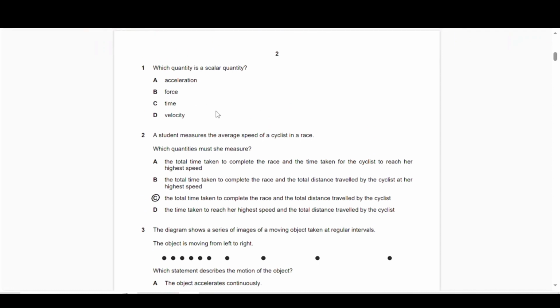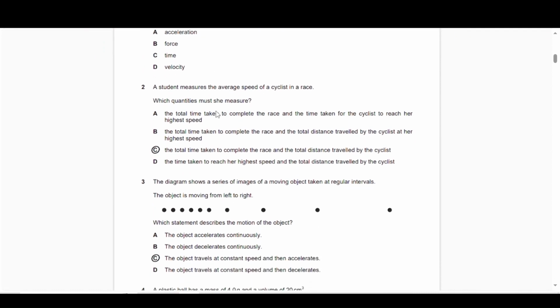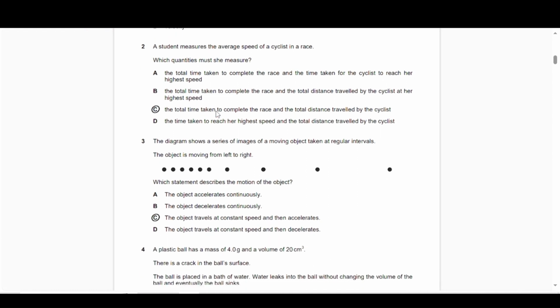We know that time is a scalar, so technically time has a direction, but at least for GCSE physics, you know that time essentially only has a value. So we move to the second question.